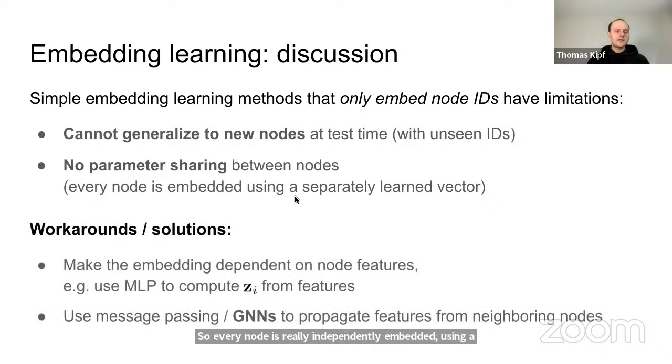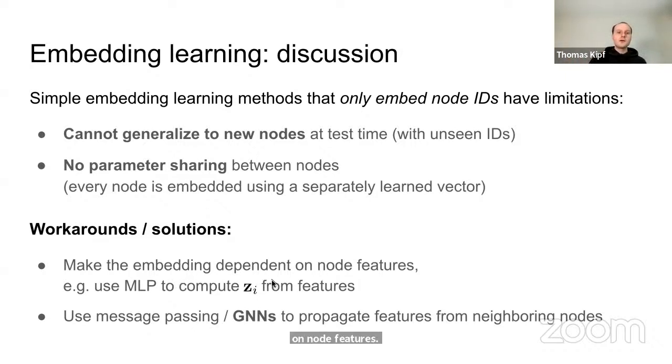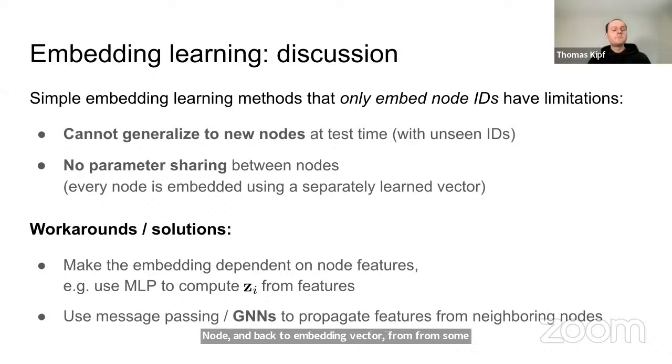And this is where the solutions come in. For example, you can make this embedding vector dependent on node features. So you could use an MLP or small neural net to compute this node embedding vector from some features that you have, like the features that describe a user in a social network. And then on top of that, you can also use message passing. And this is where graph neural networks come in to propagate features from neighboring nodes.